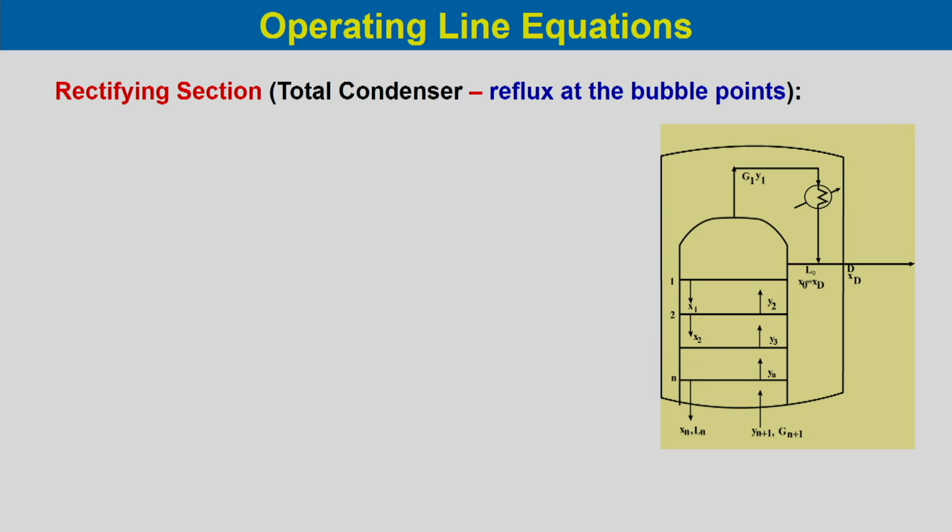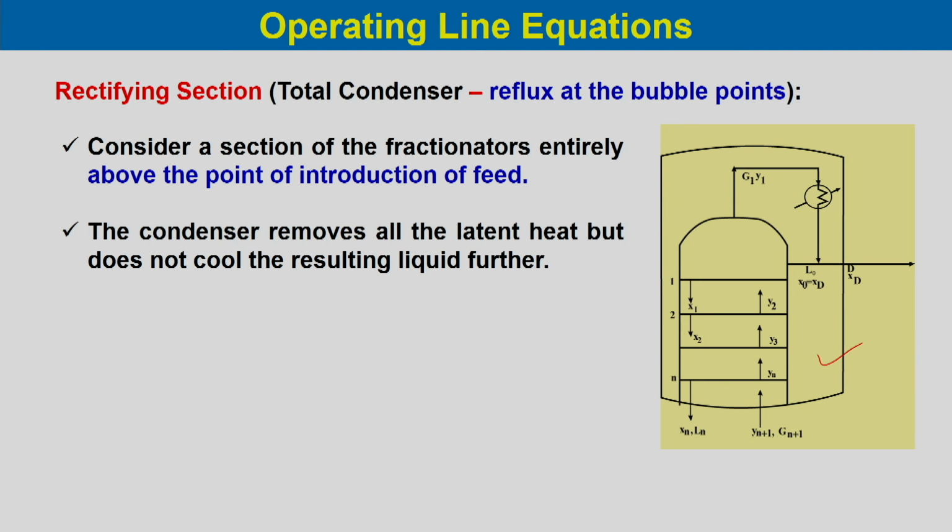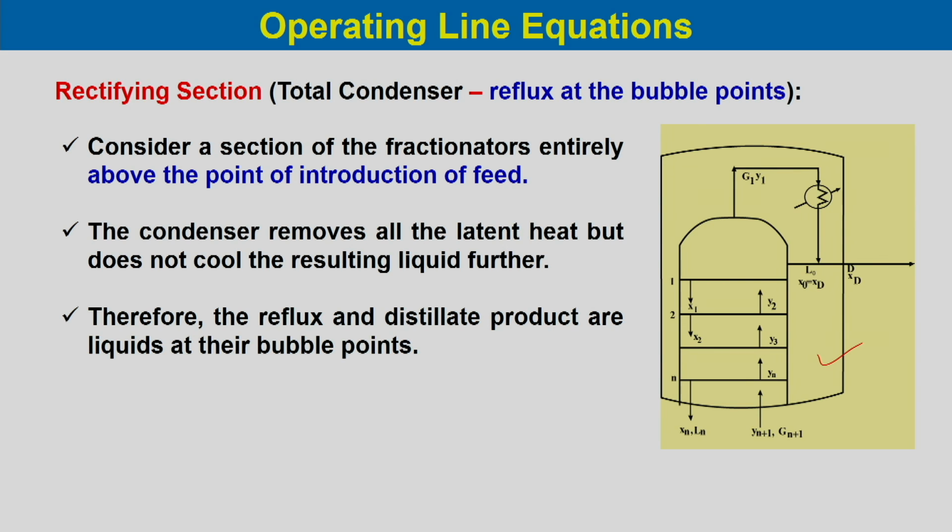Now, we will consider the rectifying section to find out the operating lines, and consider a total condenser. So, the reflux is at the bubble point. Consider a section of the fractionator entirely above the point of introduction of feed. The condenser removes all the latent heat, but does not cool the resulting liquid further. So, it is at its bubble point. Therefore, the reflux and distillate products are liquids at their bubble points.